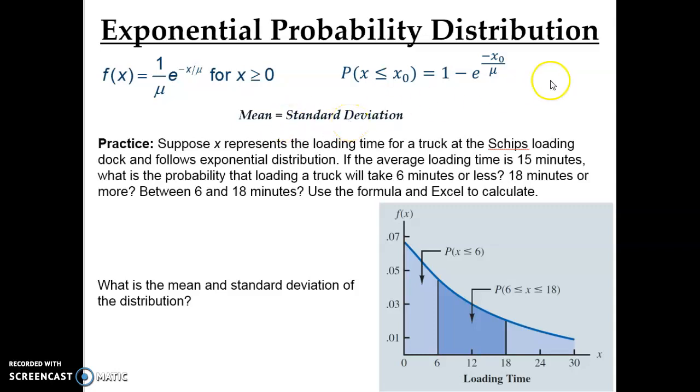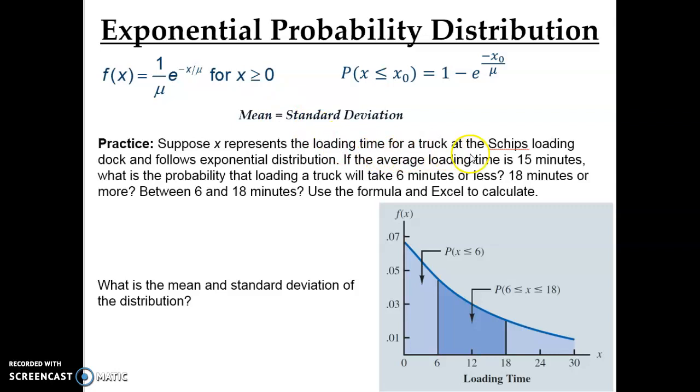Now, this particular distribution is often used when looking at the probability of time. The reason is because, take loading time, for example, for the freight industry. The probability of a short loading time is going to be higher than a longer loading time because most freight companies incentivize their workers to have lower loading times than higher loading times. So we see this kind of distribution here.